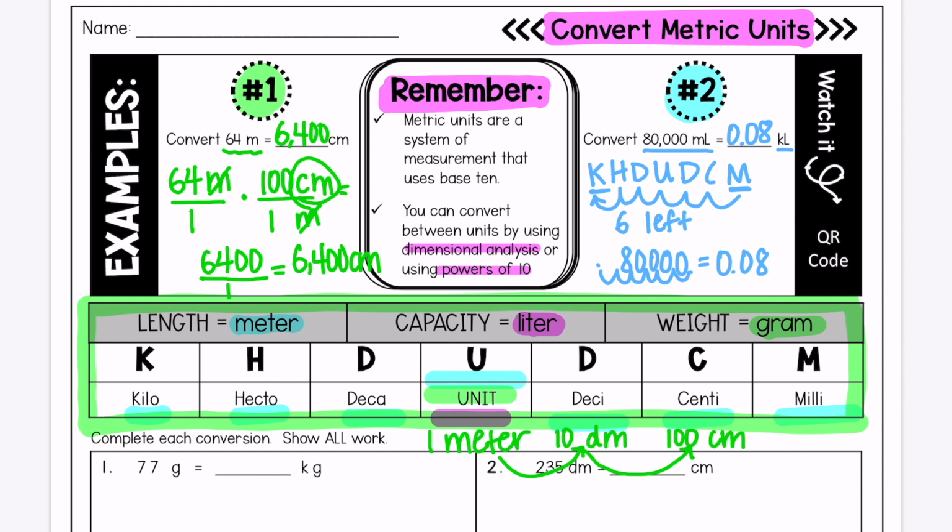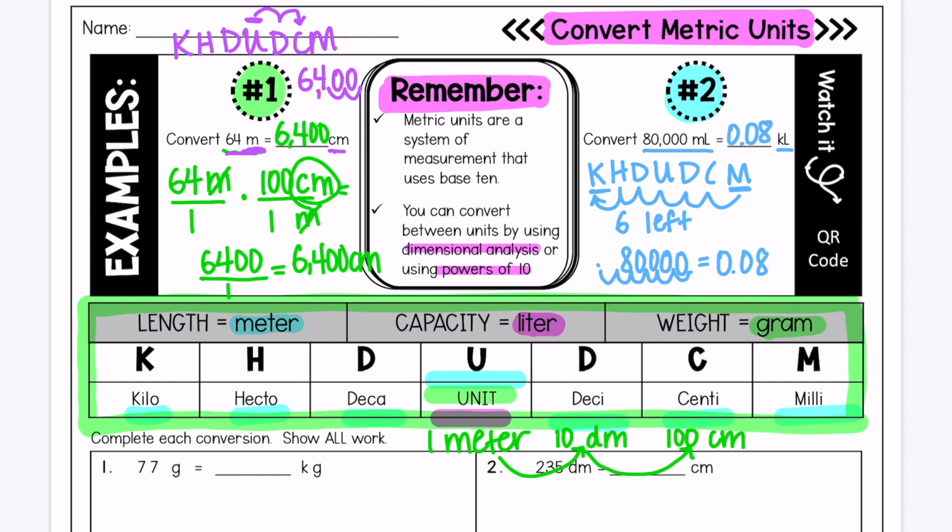Just to kind of explain that a little bit better, I'm going to go back to number 1, and I'll explain that using powers of 10. So you start with your K, H, D, U, D, C, M. We're starting at meters, and meters is the unit one. So we're starting right here, and we want to go to centimeters. So we're going to the right 2 spots, which means if you start with the 64, you find that decimal point, you're going to go to the right 2 spots, so it turns into 6,400.